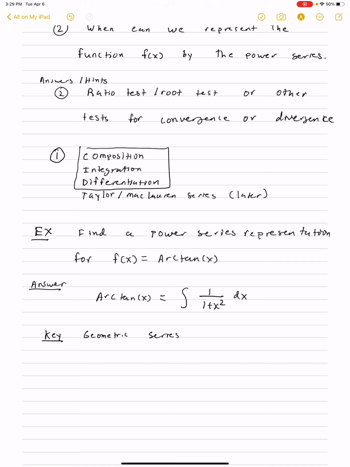And the geometric series says, hey, this function g of x, which is 1 over 1 minus x, is this series of 1 plus x plus x squared plus x cubed, and so on, which I can write as the summation from n equals 0 to infinity of x to the n. Okay?